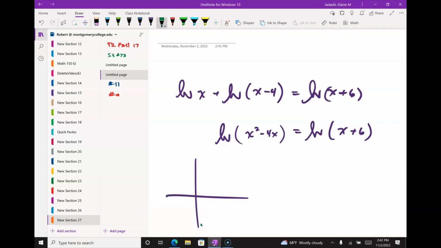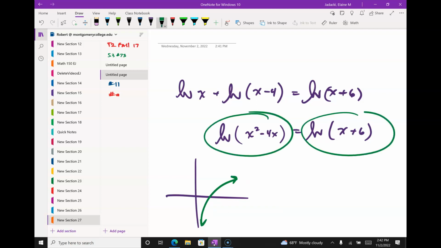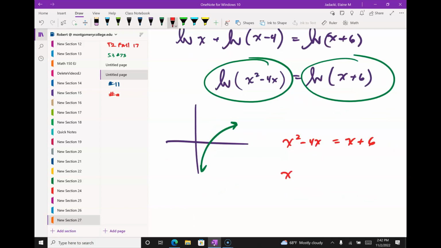Is the ln function 1-to-1? Yes. Are these values that I'm circling x values or y values? Y values, good. If the y values are equal, if f of a equals f of b, a must be equal to b, right? So x squared minus 4x better be equal to x plus 6. So x squared minus 5x minus 6 equals 0.